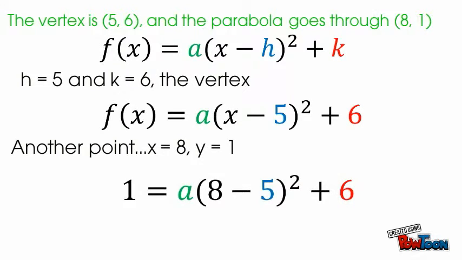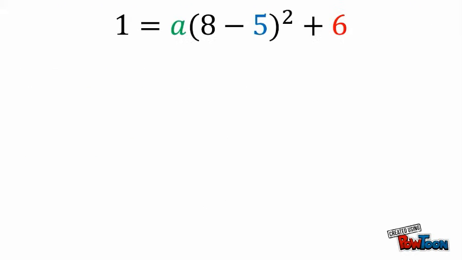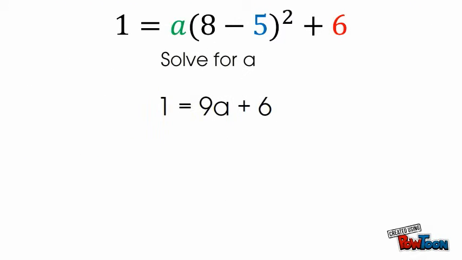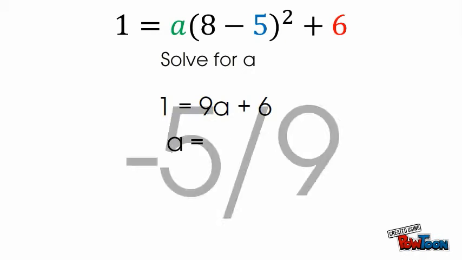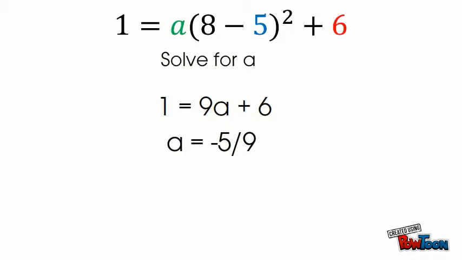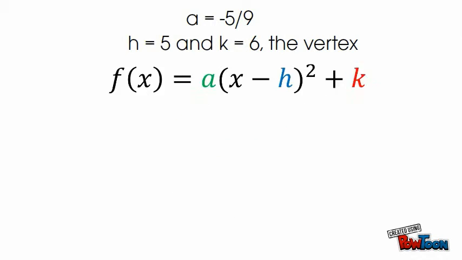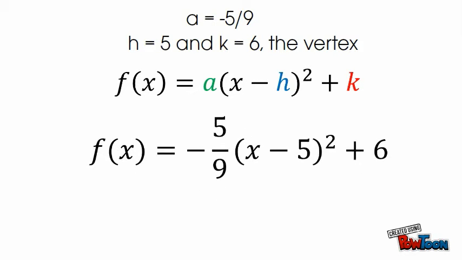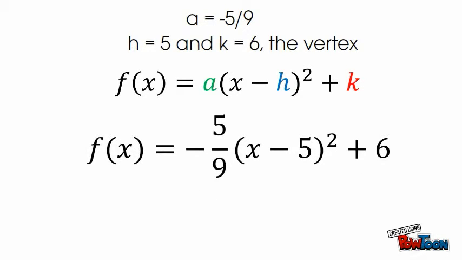Once you do that, all you have to do is solve for a. 8 minus 5 is 3, 3 squared is 9, keep going, and you get a equals negative 5 over 9. Now you know a, h, and k, substitute those values into the formula, and you have the quadratic function.